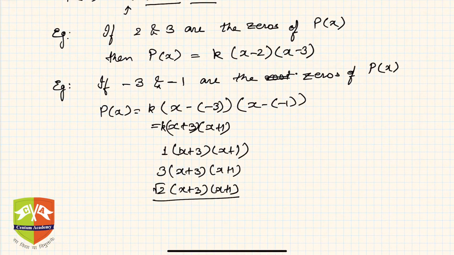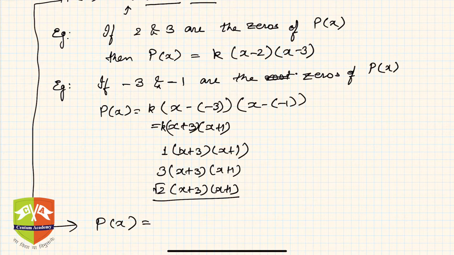Now going further, whatever this p(x) you got, let us say you simplify it by multiplying it out. What will you get? You'll get k times x square minus alpha x minus beta x plus alpha beta.